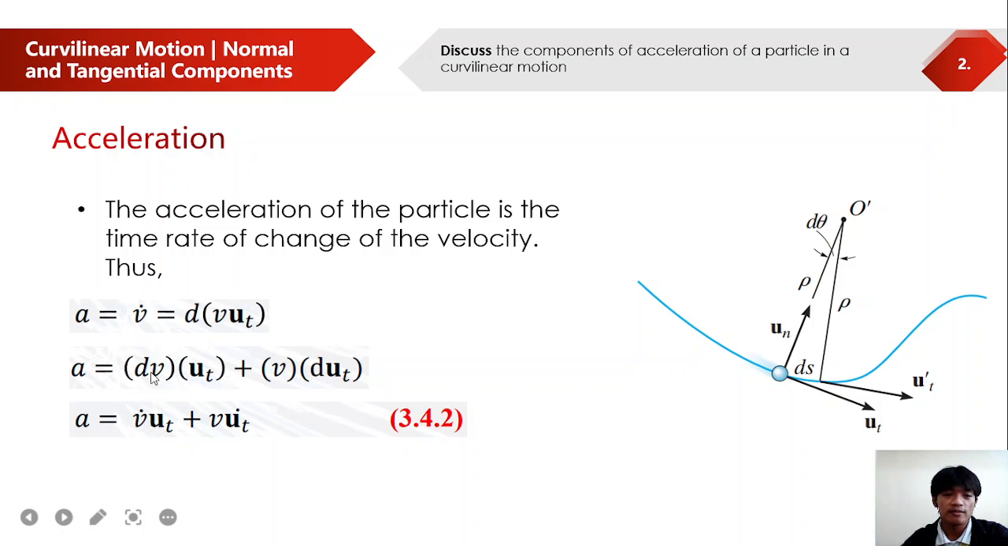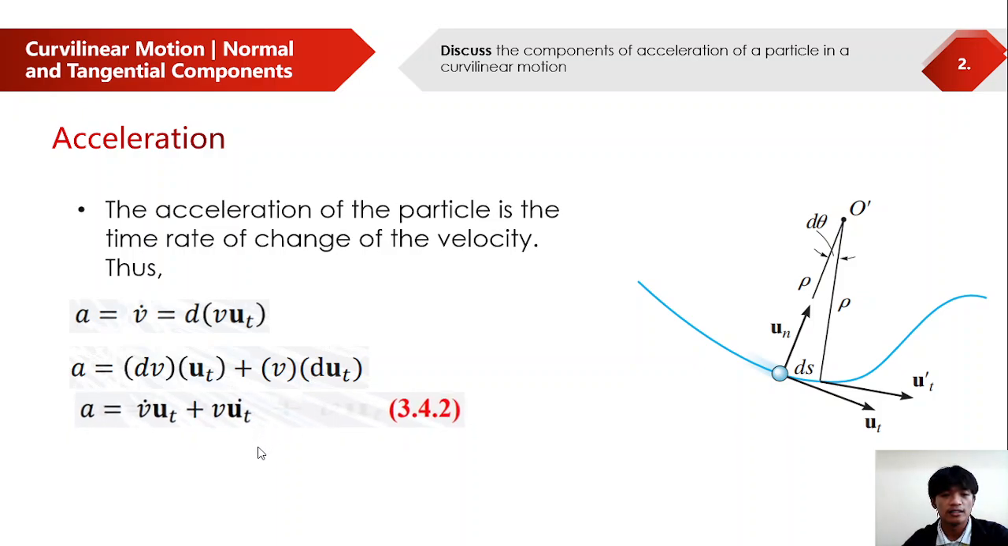So, therefore, that is the first time derivative of the velocity times the u sub t, plus v, the velocity, times u dot sub t. Kasi nga, the derivative of u sub t, so may dot na siya dito, dot notation na siya. So, first time derivative of u sub t.